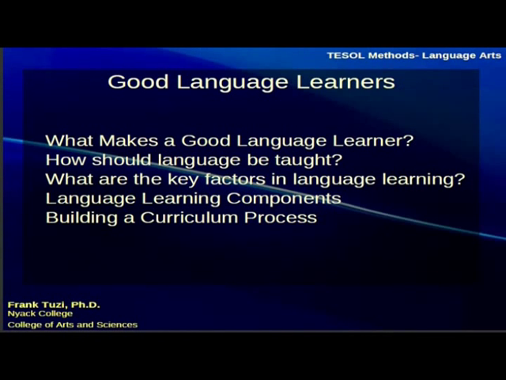So let's jump right into the course here. These are the things that we're going to cover today. What makes a good language learner? How should language be taught? What are the key factors in language learning? Language learning components, and then building a curriculum process. Let's move on here.